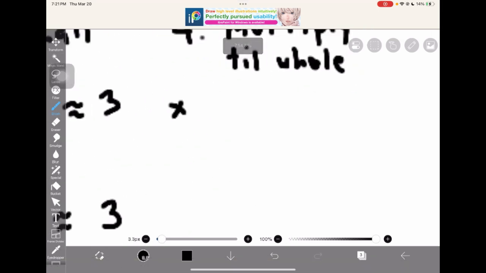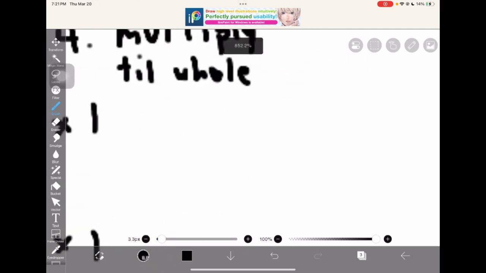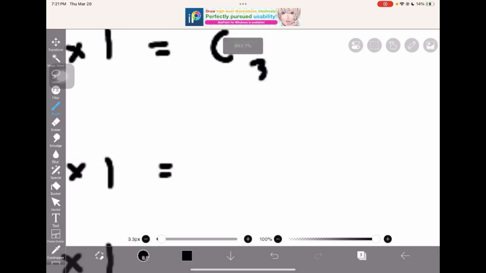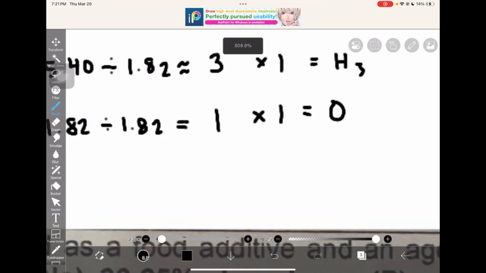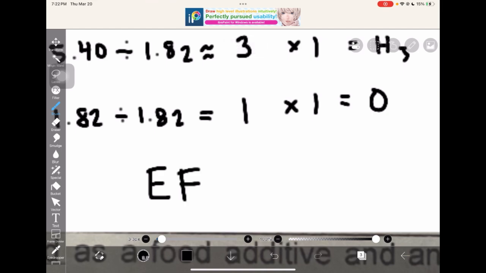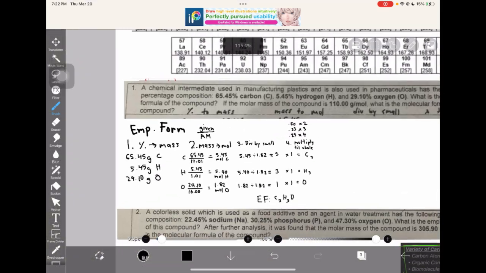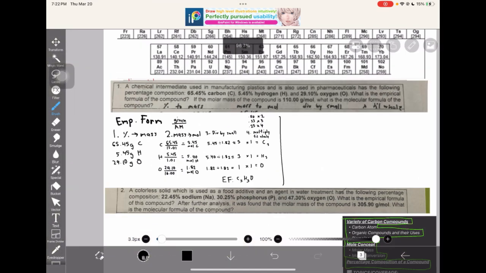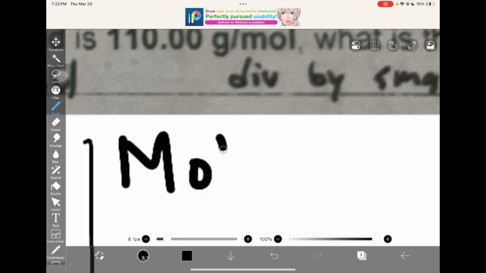In this case, we just have times 1, times 1, and times 1 because they're all whole. So that is C3, that's H3, and that's just O. So the empirical formula is C3H3O. Very nice. Let's now go to the molecular formula.